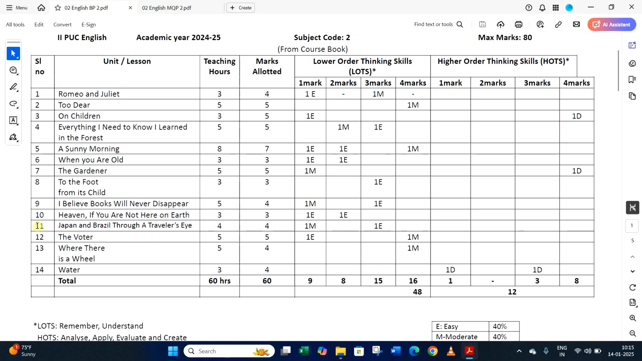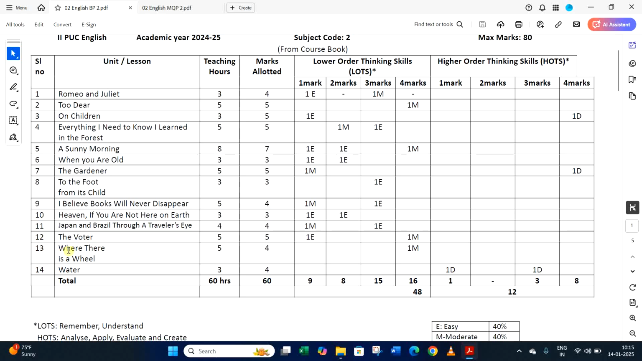Then we have next lesson, that is 11th number, Japan and Brazil Through a Traveller's Eye, and marks given for this lesson are 4 marks. So 3 mark question 1 and 1 mark question 1. So total 4 marks are given to this lesson. Then we can find here 12 number, that is Otter, and 5 marks are given to this lesson. 4 mark 1 question and 1 mark 1 question, my dear students, you can find over here.